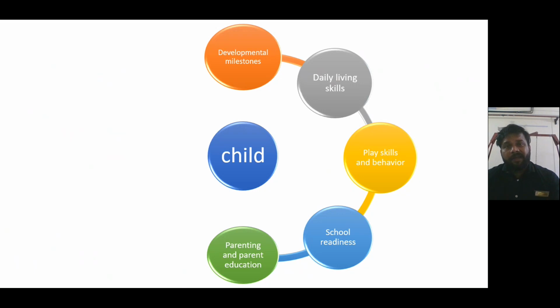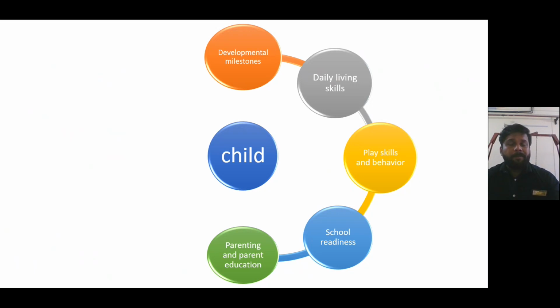Okay, and it should start from the home. So the holistic approach will be built, so the child will be taken care of by all the people, and when we include the parents in the intervention process, everybody is on the same page.